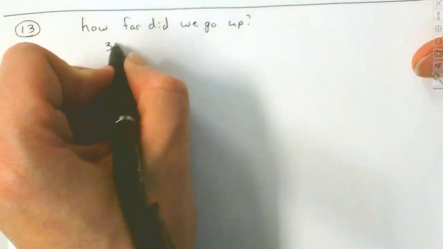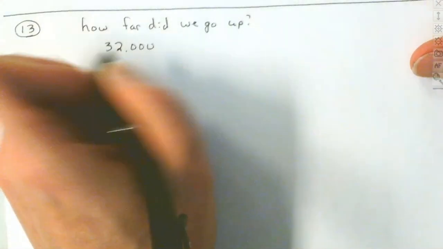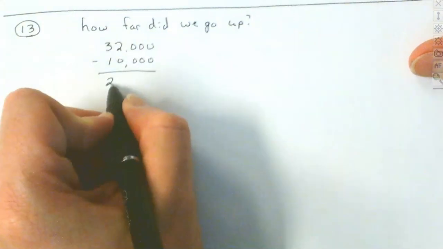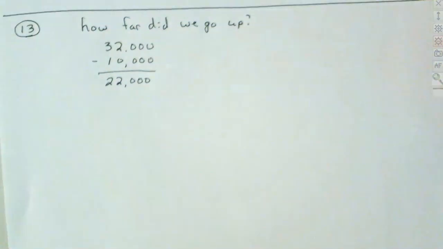So we start at 10,000 and we go up to 32,000. So we got our 32,000 where we end up at. We're going to take away 10,000 and that gives us then a difference of 22,000 feet. So that's how far we went up.